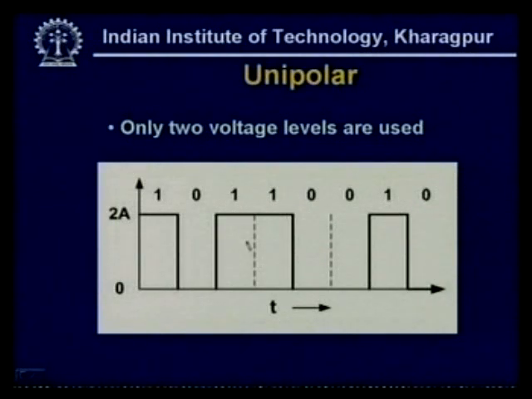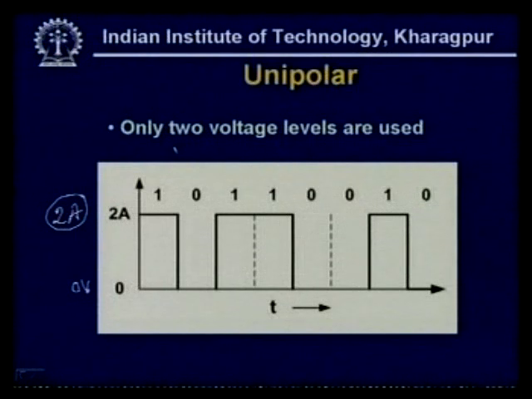So, you are sending only voltage of one polarity, say 2A, and when you are not sending anything, that is considered to be 0 volt. That means when you are not sending anything, that is 0 volt, and when you are sending something, that is 2A volt. So, only a signal of one polarity you are sending, and when you are not sending, that is considered as 0 volt.